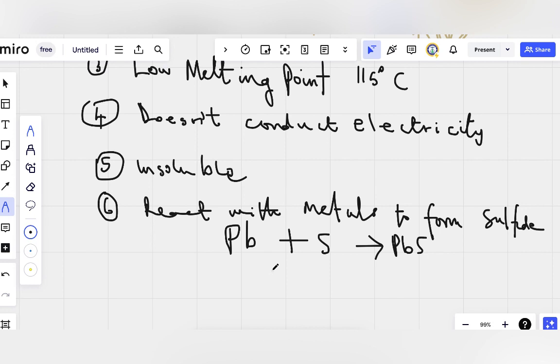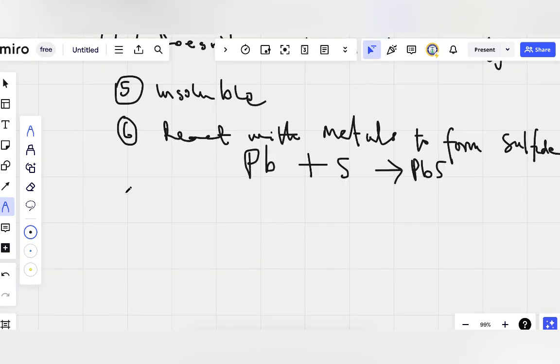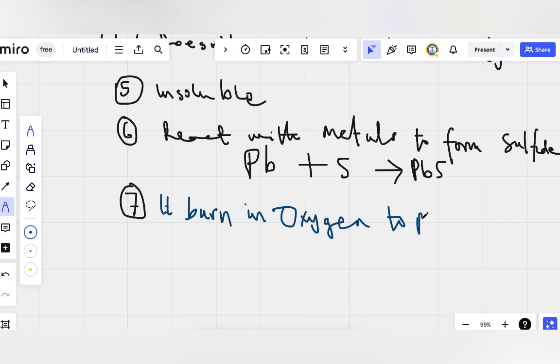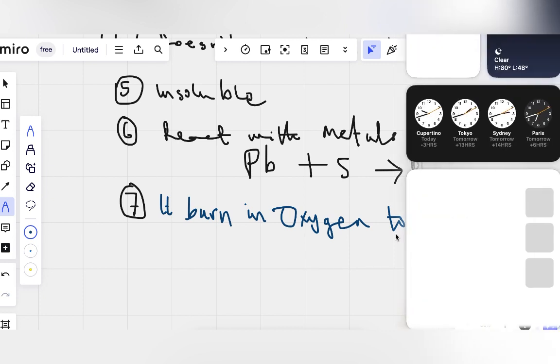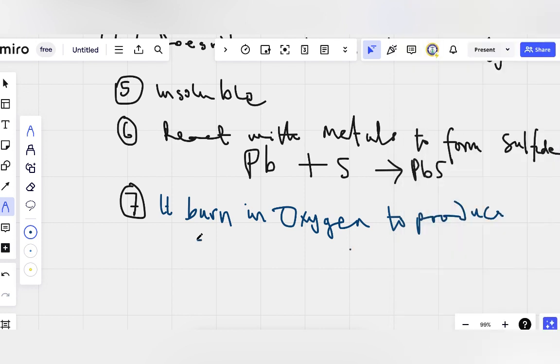It bonds with oxygen to form sulfur dioxide. This is very important. This is where we are going now. This 7th property is what is leading us to sulfur dioxide. It bonds with oxygen to form sulfur dioxide, meaning in air. Oxygen in this regard we're referring to air. It bonds with oxygen to produce sulfur dioxide. So this is going to lead us to sulfur dioxide.